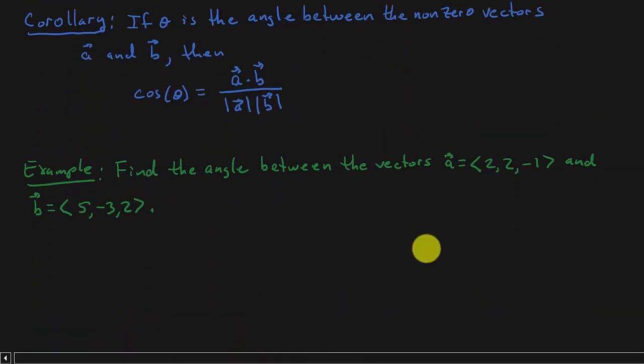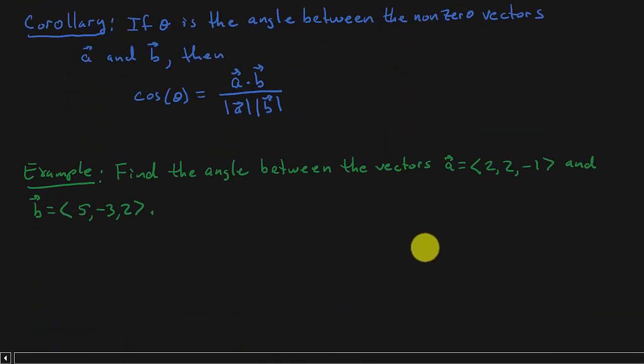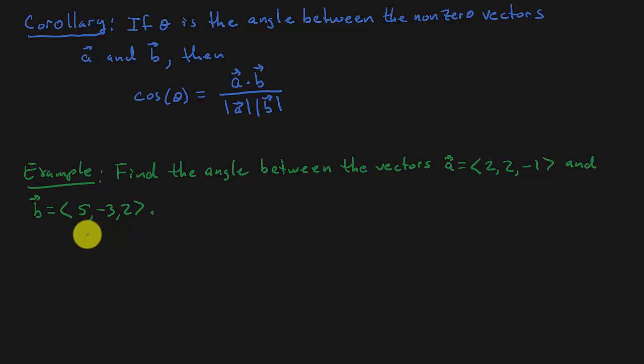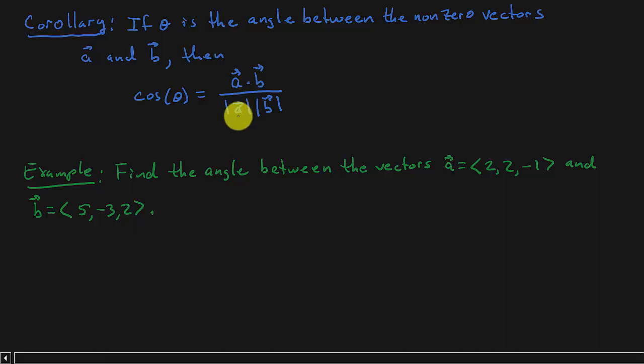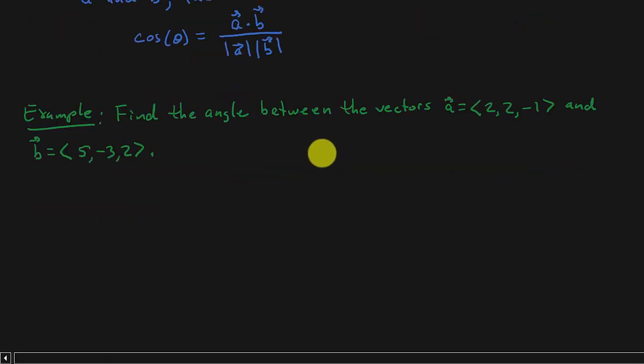All right, so what this allows us to do is find the angle between two vectors. So here we want to find the angle between the vectors A and B. What do we need to do to find that? Well, we need the dot product and we need the magnitude of each vector, don't we? So let's find those, and then we can use this.